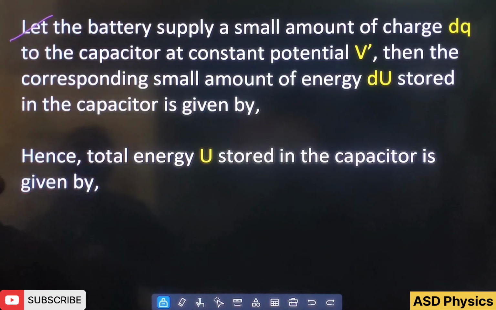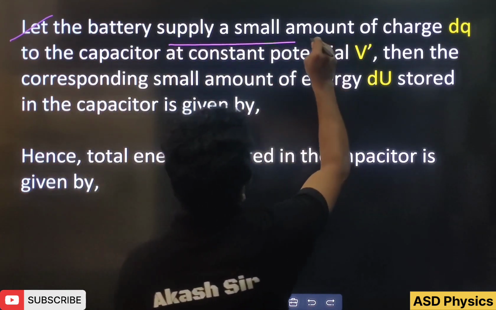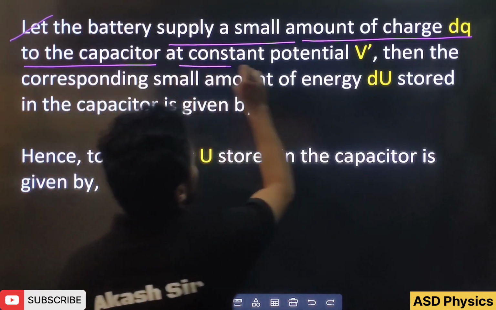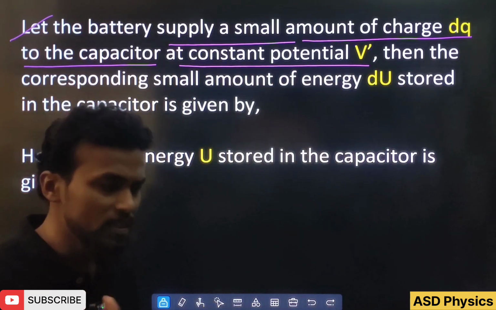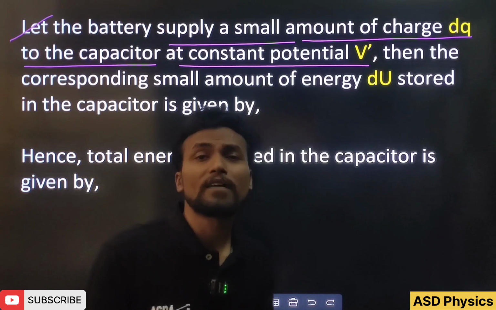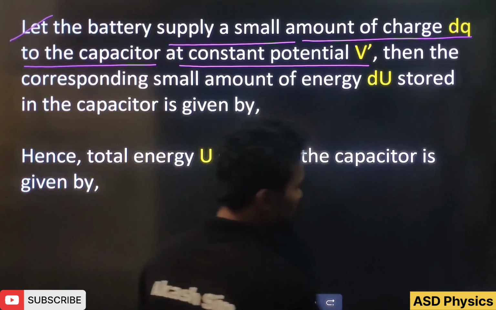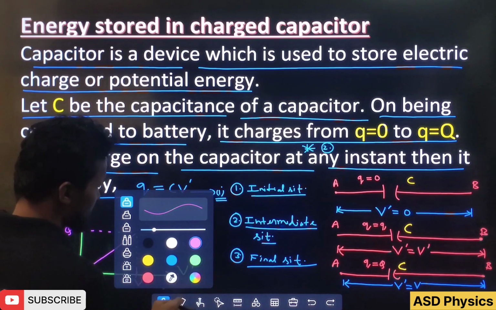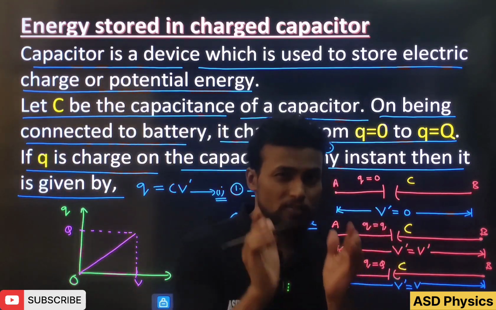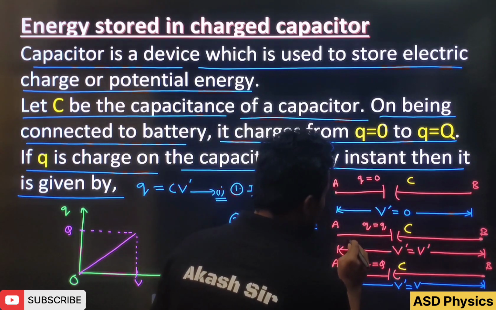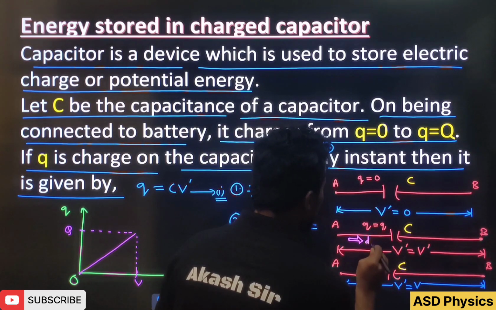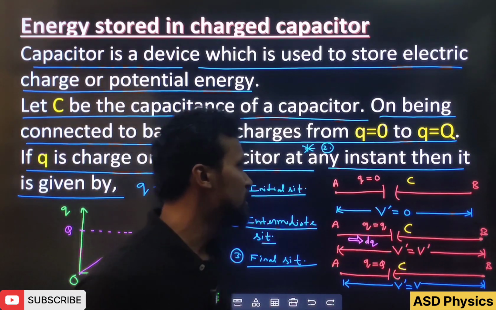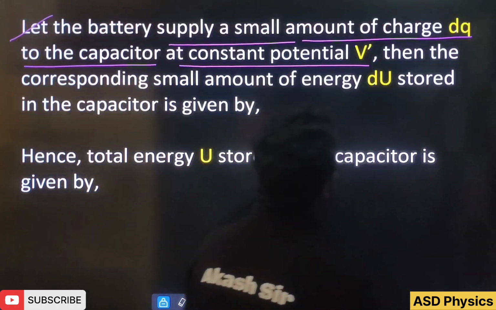See, let the battery supply a small amount of charge dq to the capacitor at constant potential V dash. Actually, the charge stored on the capacitor keeps on changing. So in the intermediate situation, we will consider that this potential V dash is constant for a very small time, and in that time the battery is supplying how much charge? dq charge here. As I have told you, we have to make the formula from the intermediate situation. Great.